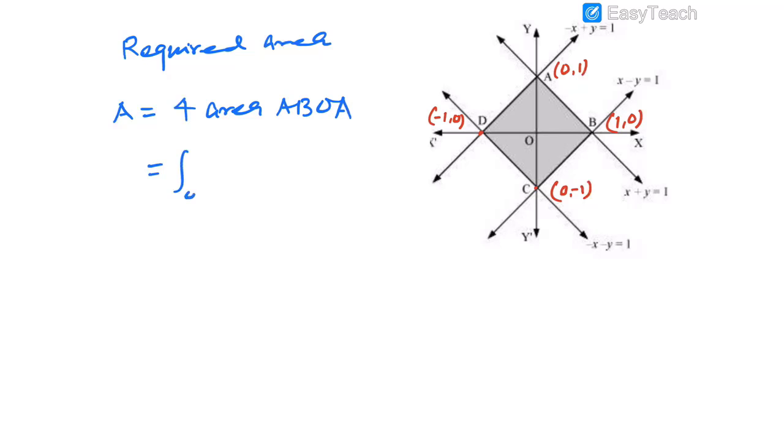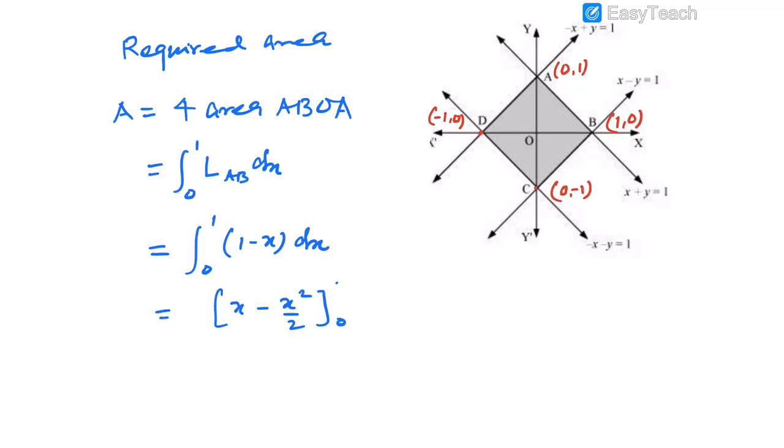So we write here 4 times. So take integration from 0 to 1 of the line AB dx, which is equal to the integral from 0 to 1 of 1 minus x dx. This is the equation of the line AB. So after integration we have x minus x square by 2 from 0 to 1, which is equal to 1 minus 1 by 2. Put the 4 everywhere which was left out. So this is equal to 4 into 1 by 2, and that is equal to 2 square units.